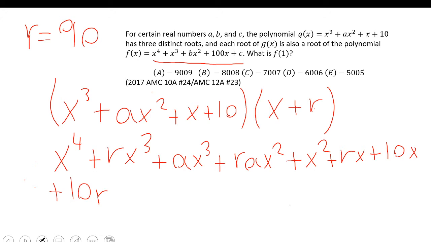Additionally, what else can we find out? We have the coefficients of x cubed, the terms with an exponent of 3. Rx cubed plus ax cubed has to equal x cubed. But we know r is 90, so 90x cubed plus ax cubed equals x cubed. So now we know that a equals negative 89.